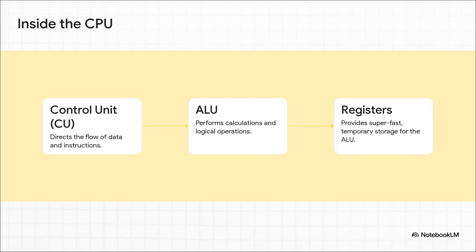Then there's the arithmetic logic unit, or ALU. That's the system's calculator, handling all the math and the logical decisions. And finally, you have the registers, which act like a tiny, super fast workbench, holding whatever piece of data the ALU is working on at that exact moment.